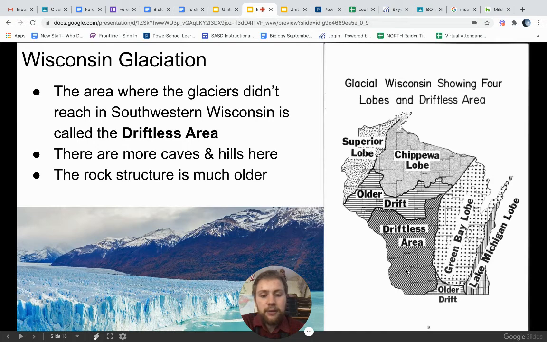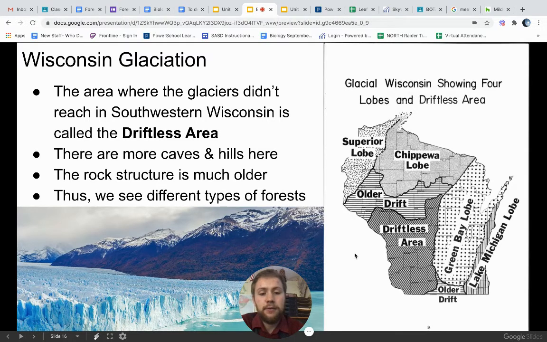And the rock structure, if you were to look at the rock strata, or the layers of rock that pile up over time, is considerably older than what you would see here. Maybe hundreds of thousands of years, while our current rock structure up in Sheboygan or up in Vilas County would be quite new in terms of a geologic timescale, only on the order of thousands of years. And thus, because of this glaciation, is why we see different forest types from the southwest and the southern part to the northern part. The north is completely different.